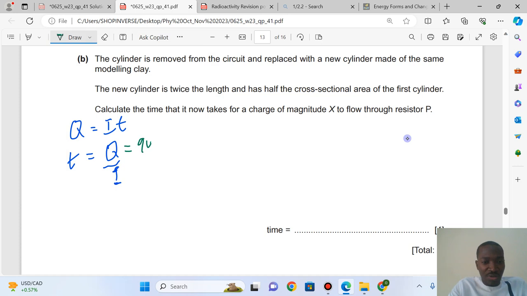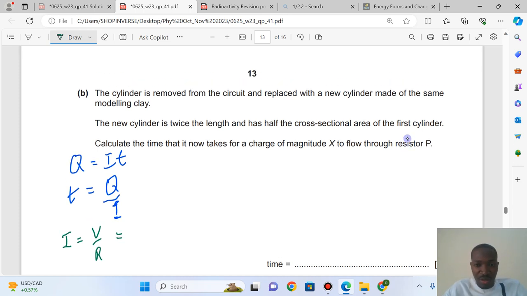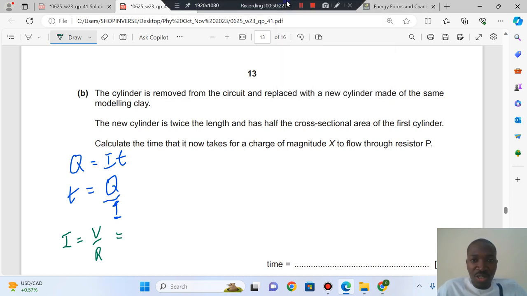Quantity of charge is 900. The current we do not know, so you need to get the current. How do you get the current here? We know that I equals V over R, voltage over resistance. Current is voltage divided by resistance. What's the voltage in this case?